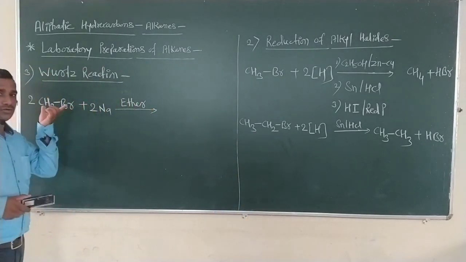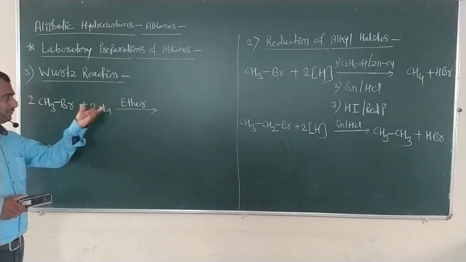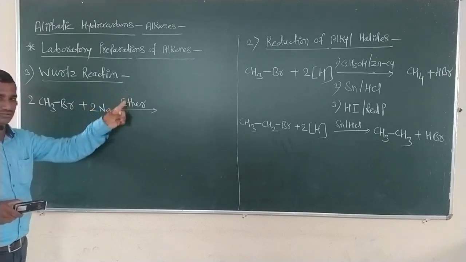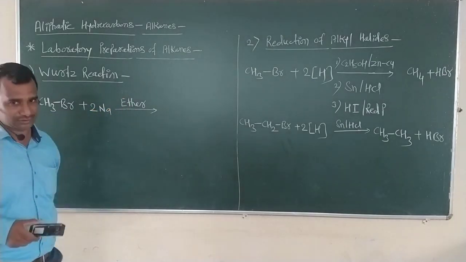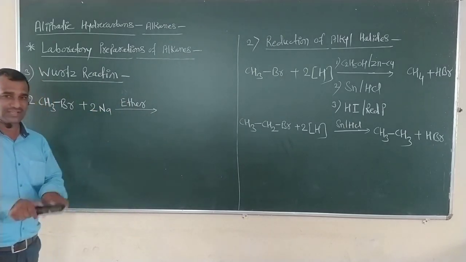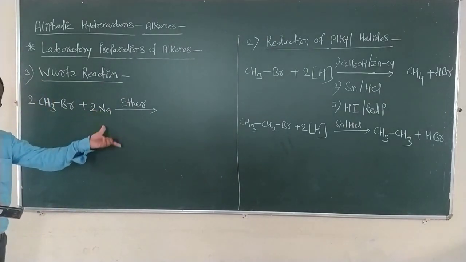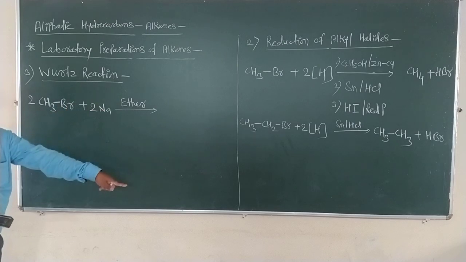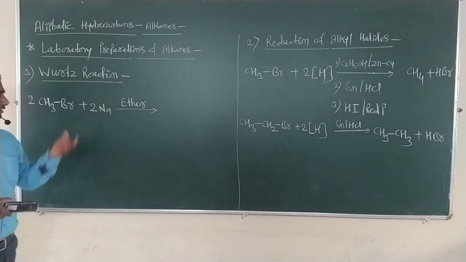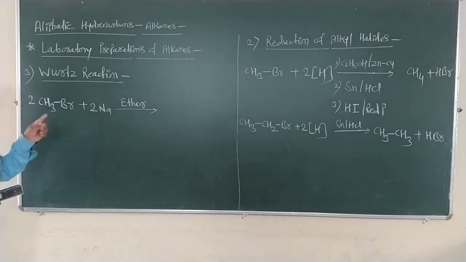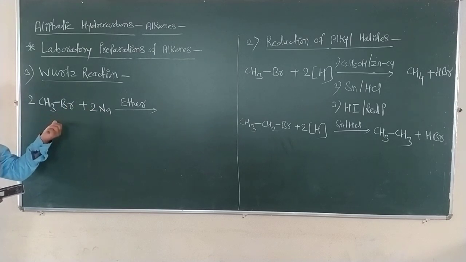So, we take 2 moles of alkyl halide plus 2 moles of sodium metal in presence of pure dry ether as a solvent. What happens? When these two reactants react together, you will get the higher alkanes. Now, what type of higher alkanes can be formed by this chemical reaction?